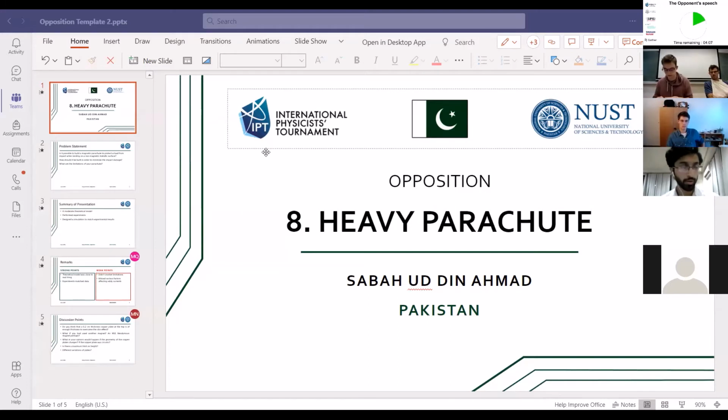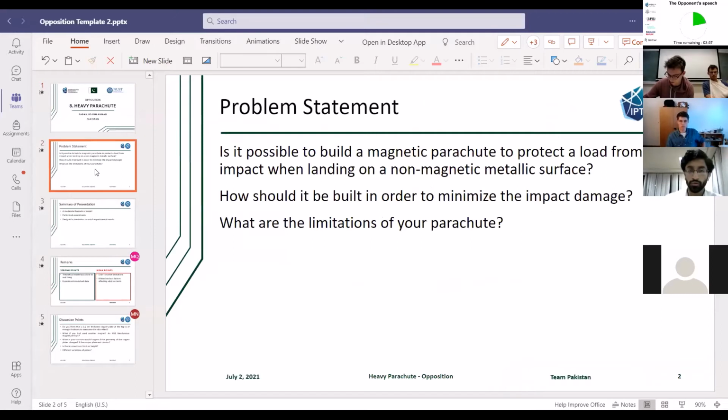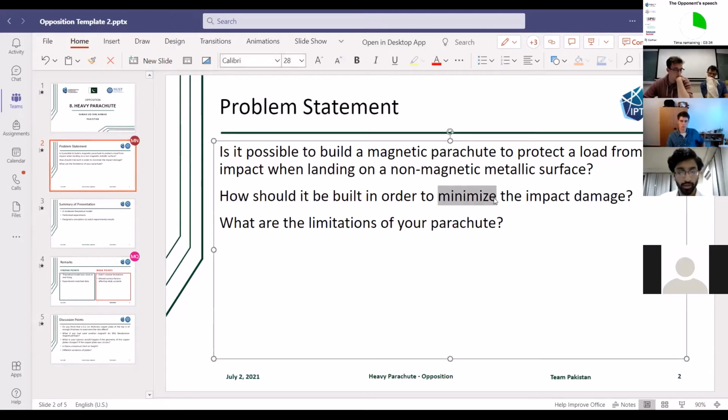So this is Sabahuddin Ahmed from Pakistan, and I will be opposing problem number 8, heavy parachute, just presented by team Slovenia. I hope I'm audible, right? Okay, so yes, your time is already going. If we stick to the problem statement, I just want to reiterate it: is it possible to build a magnetic parachute to protect the load from impact when landing on a non-magnetic surface, how should it be built in order to minimize the impact damage, and what are the limitations of the parachute.